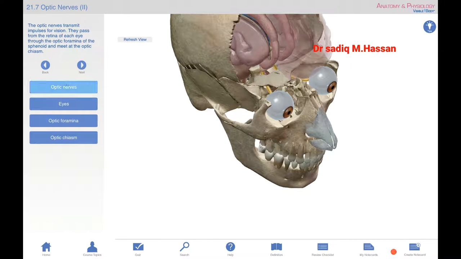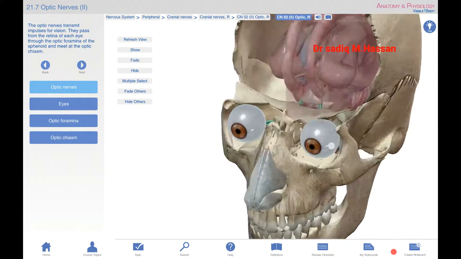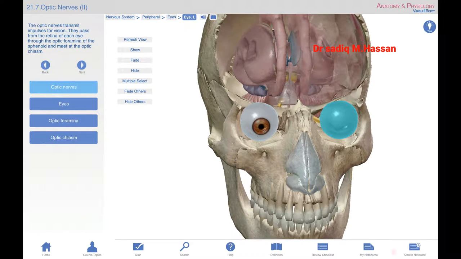Yes, what we see here is the optic nerve. So let us see the optic nerve. Now this is the eyeball structure. The optic nerve transmits impulses for vision. They pass from the retina of each eye, and through the optic foramen of the sphenoid bone and meet at the optic chiasm. Yes, this is the optic nerve. You see here, we highlighted the eyeball.